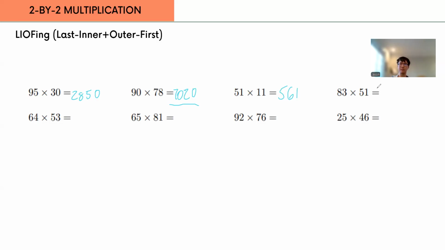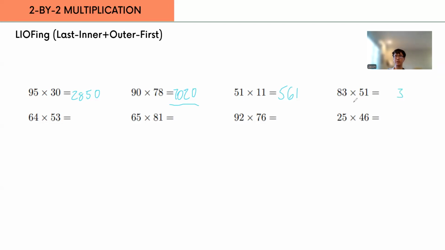Okay, so now for this one, this is like the first one that you actually had to do. First you do 3 times 1, and then your middle two are going to be 15 plus 8, which is 23. So 3, and then you carry the 2, right? And then 8 times 5 is 40, so this is 42, 33.